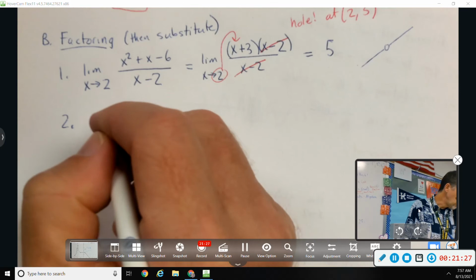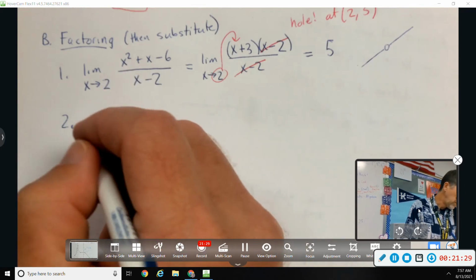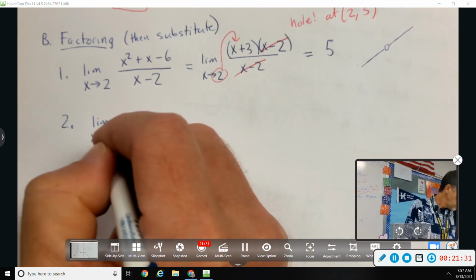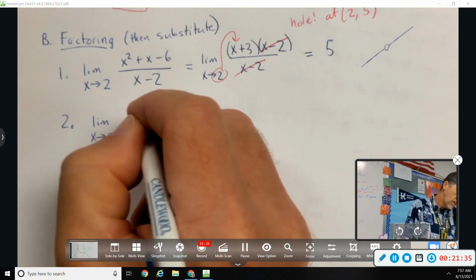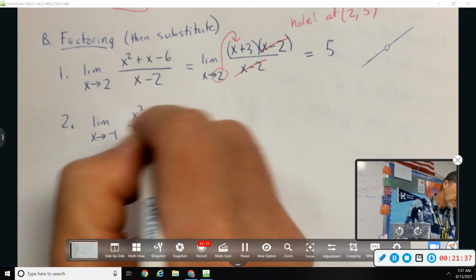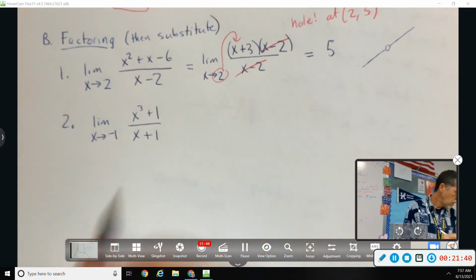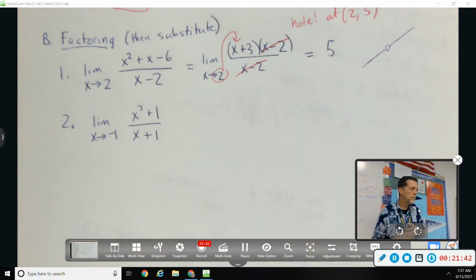All right, let's do one more factoring and then we'll jump into the deep end. Limit as x approaches negative 1 of x cubed plus 1 over x plus 1. Again, you can try substitution first. It's not going to work because you get 0 in the bottom. You also get 0 in the top.